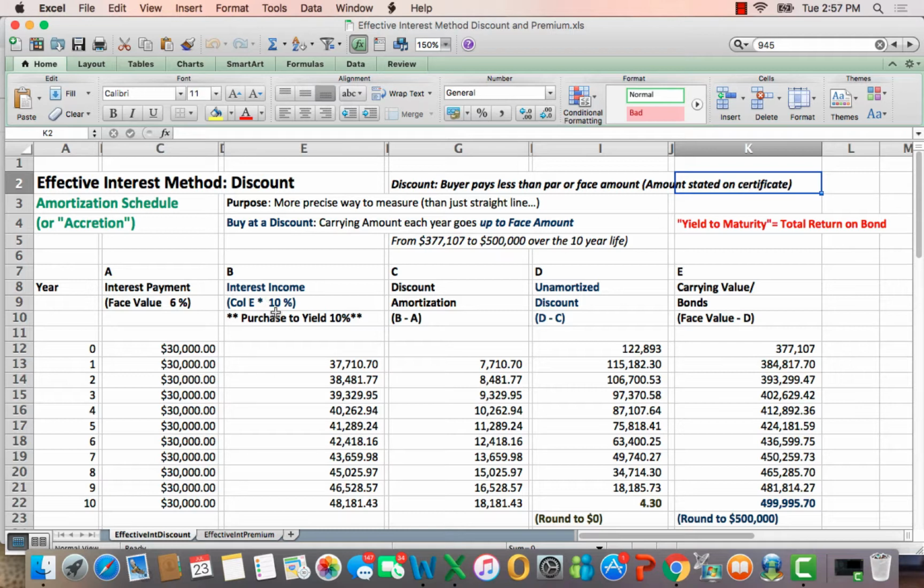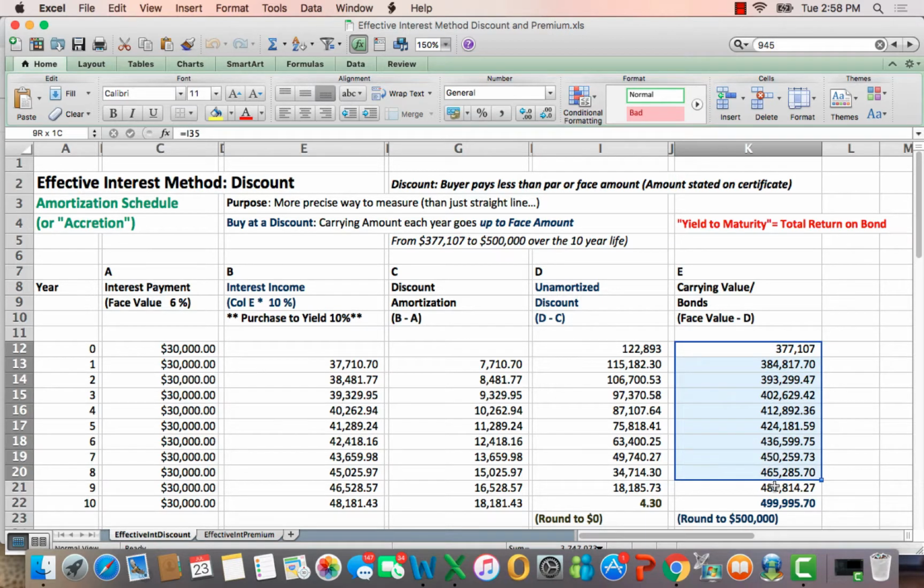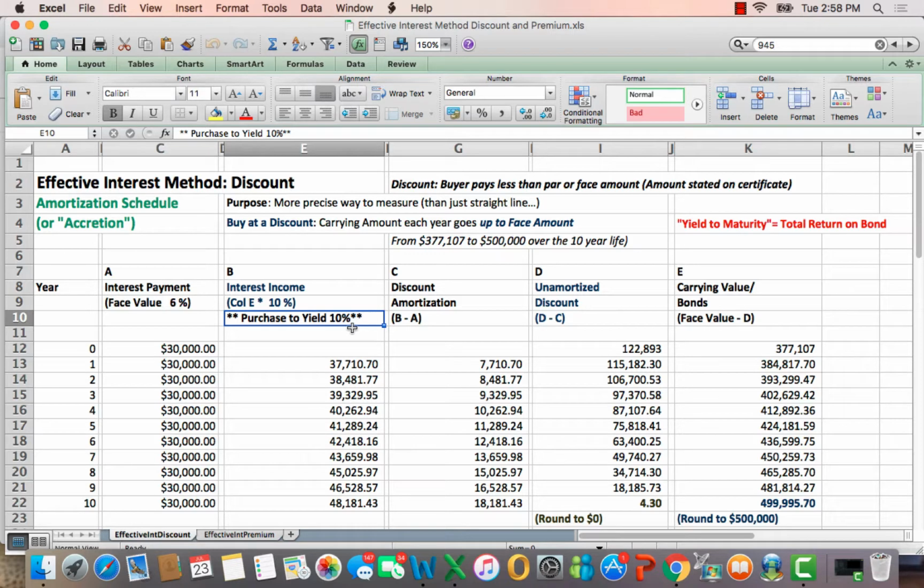But we have a term here called purchase to yield, and you'll see this in test questions. In this case, the bond was purchased to yield 10%. So yield to maturity is the total return on the bond, meaning that if you take the 6% earned every year in interest and you consider the gain, we're going to say that's an annualized yield to maturity of 10%.